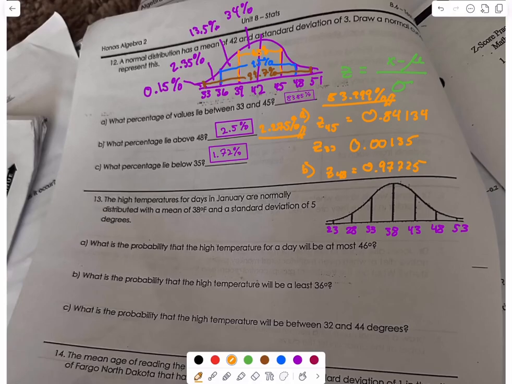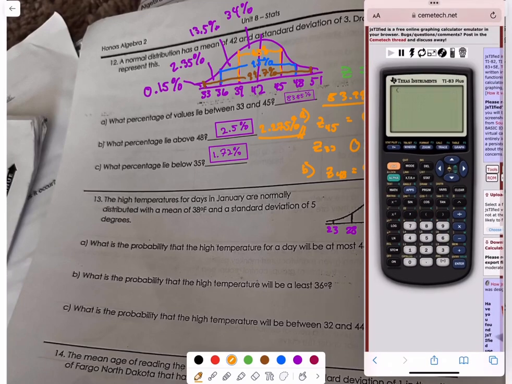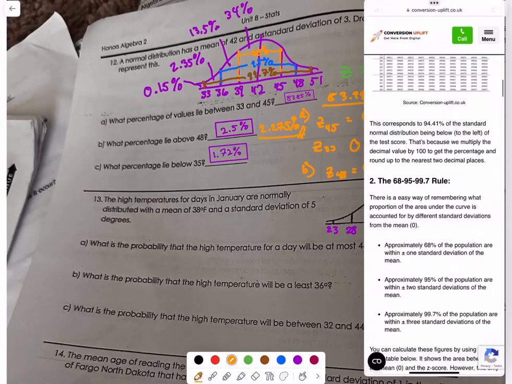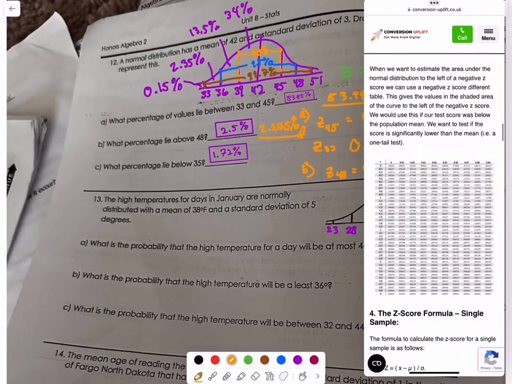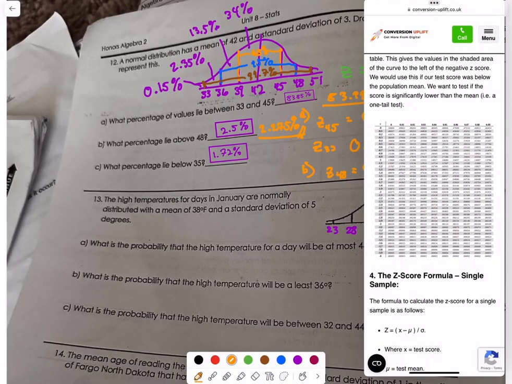Okay, I'm going to highlight this one there. What percent lies below 35? Let's find the corresponding z-score. We're going to say 35 minus 42, all divided by 3, the standard deviation of 3. We get a negative 2.3 repeating, so we're going to go to our negative z-score chart. Negative 2.33. That gives 0.00990.